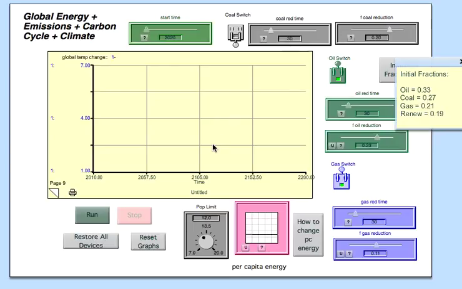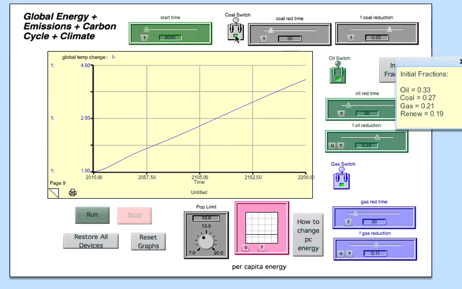And see if we can't get the global temperature to stay below 2 degrees C by the end of the time. We're not going to mess with the population. We do change the per capita energy, making that a straight line graph all the way across here. So let's just run this first scenario. This is case A, where we're not doing anything to the coal switch. And you see by the end of time here, we've got a 3.6 degree temperature change.